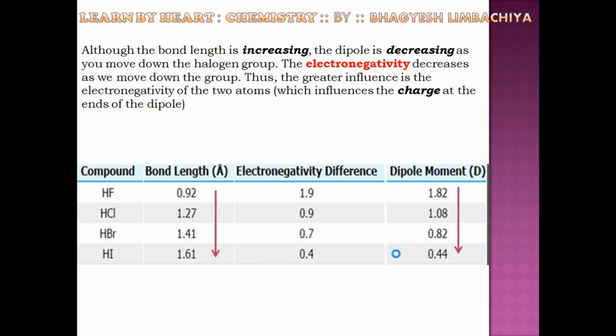Now, although the bond length is increasing, the dipole is decreasing as you move down the halogen group. So the electronegativity decreases as we move down the group. Thus, the greater influence is the electronegativity of the two atoms. See here, as we go from HF to HCl to HBr to HI, bond length increases, but electronegativity difference decreases. That's why dipole moment decreases.